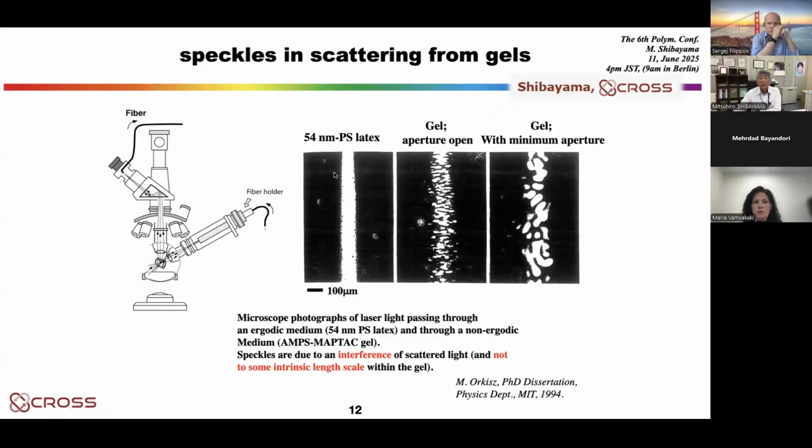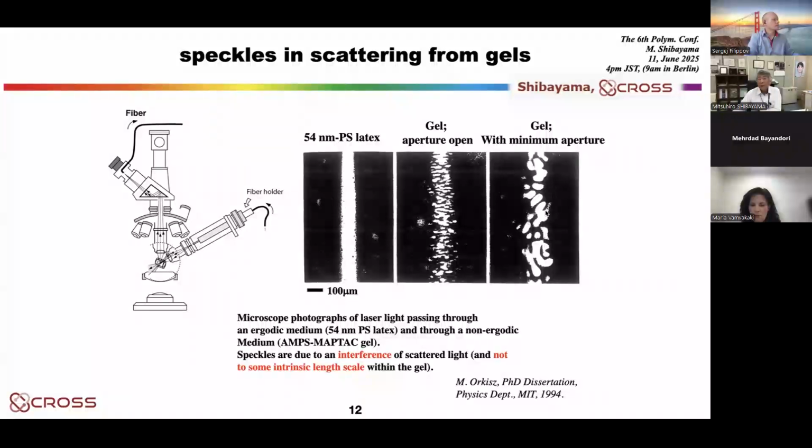Remember that I showed the milk. This is now the polystyrene latex, with 54 nanometer particles. If we replace this medium with the gel, something different happens. As you see here, a lot of speckles appear under the microscope. More interesting, when we open the aperture, the speckle pattern becomes very narrow and sharp, and then by minimizing the aperture, the speckle becomes larger.